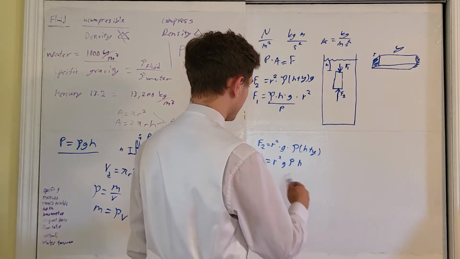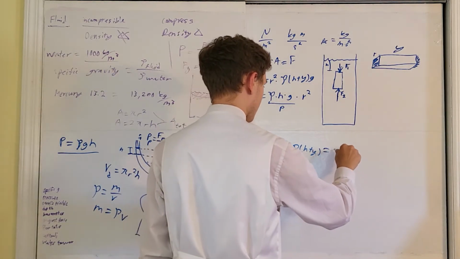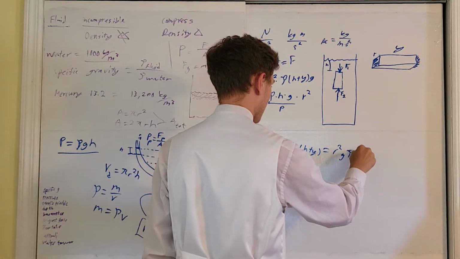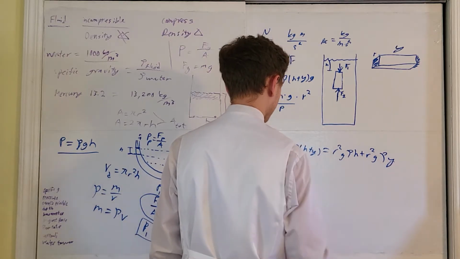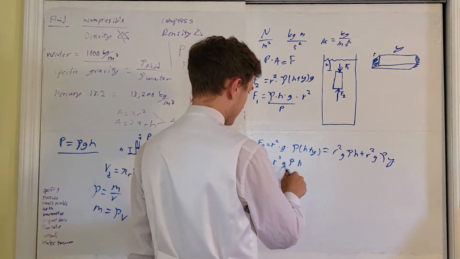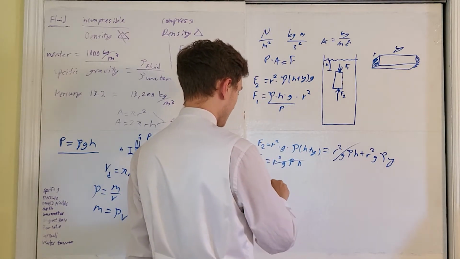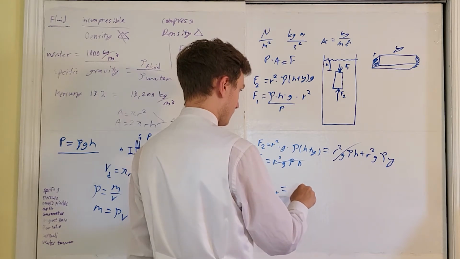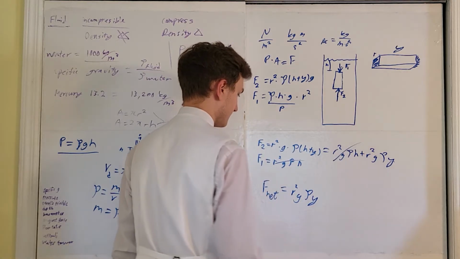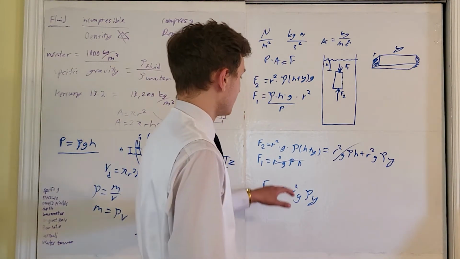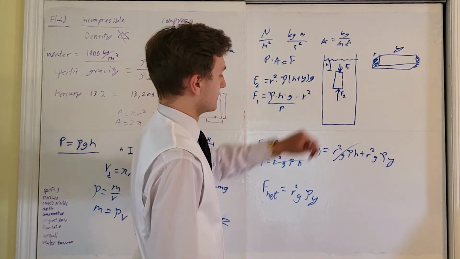So if I were to distribute that all out, I would get that F2 equals r squared g rho h plus r squared g rho y. So my r squared g rho h and my r squared g rho h both cancel out, and I'm left with my net force, which is r squared g rho y. So the net force is always pushing up on the device, okay?